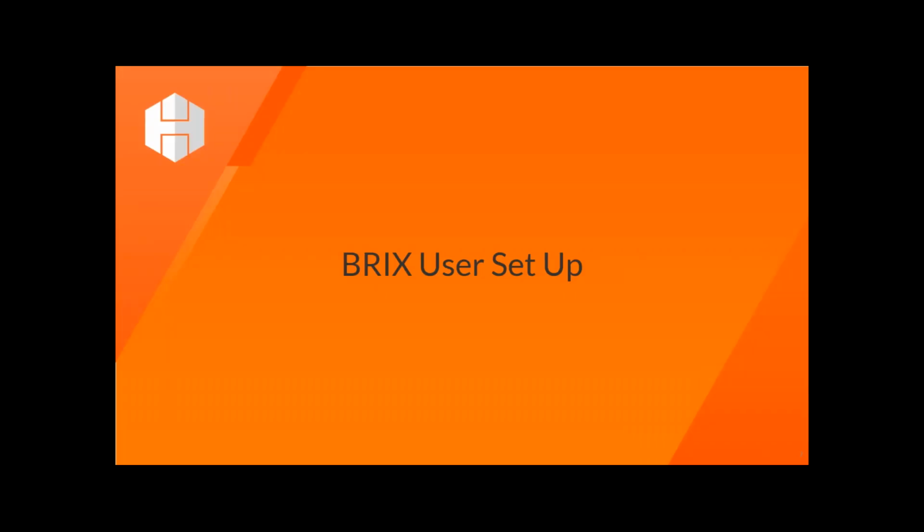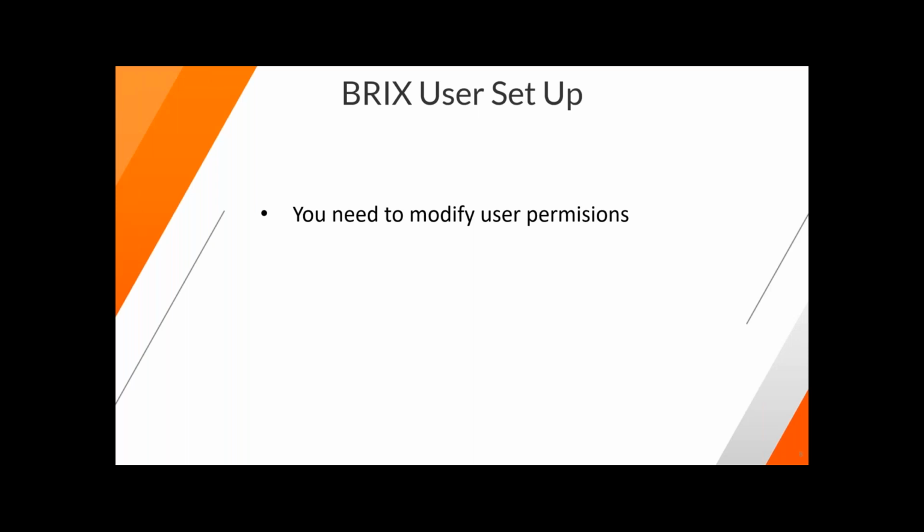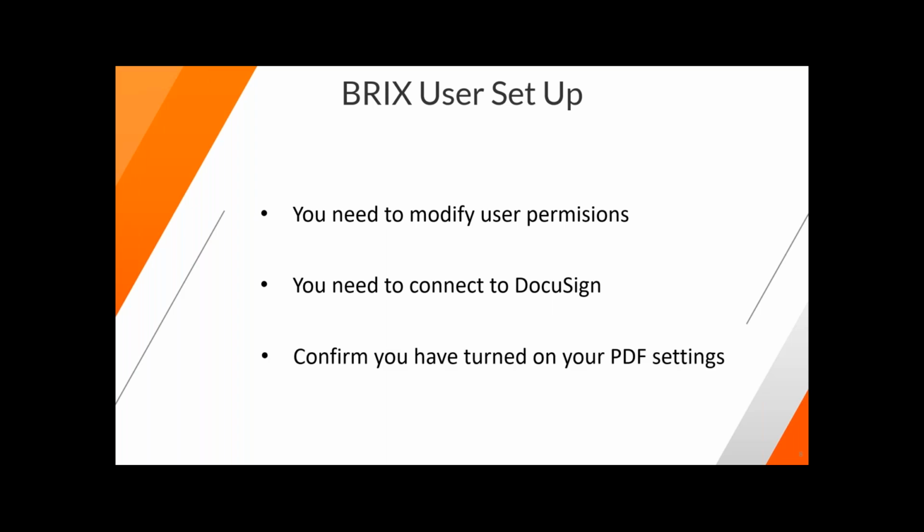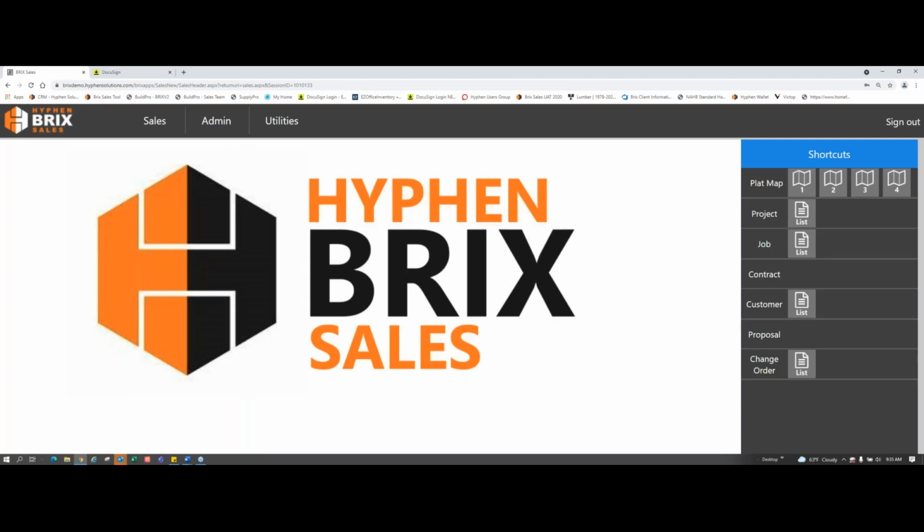So let's go into the BRIX user setup to begin with. You need to do 3 things. You need to modify your user permissions, you need to connect to DocuSign, and you need to confirm that your PDF settings are set correctly in BRIX Sales. So let's go over to BRIX Sales right now and take a look at how to do that.